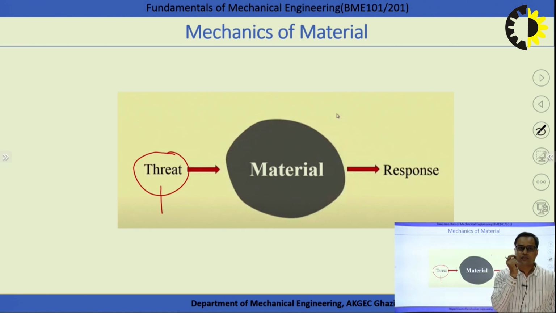So the threat is a very important parameter here. How the material is threatened means how different kinds of load act over the material, and in which environment that material has to serve its purpose. According to that, the material will respond, and this response is a very important term. How the material will respond against the threats, I will discuss later.